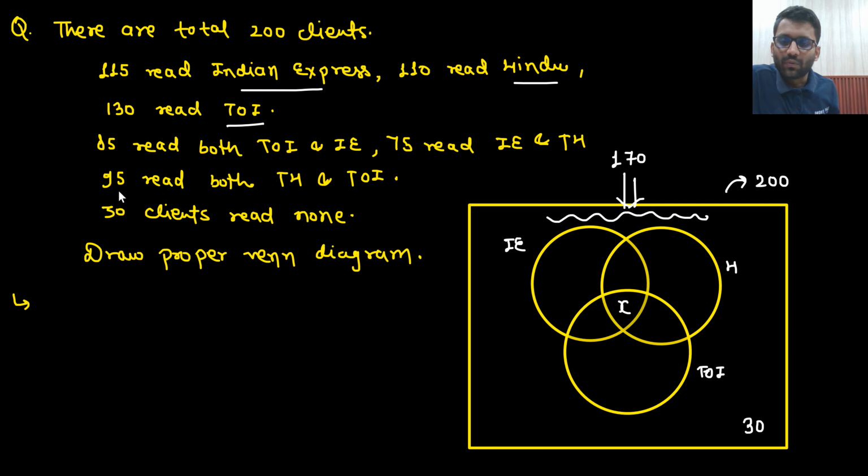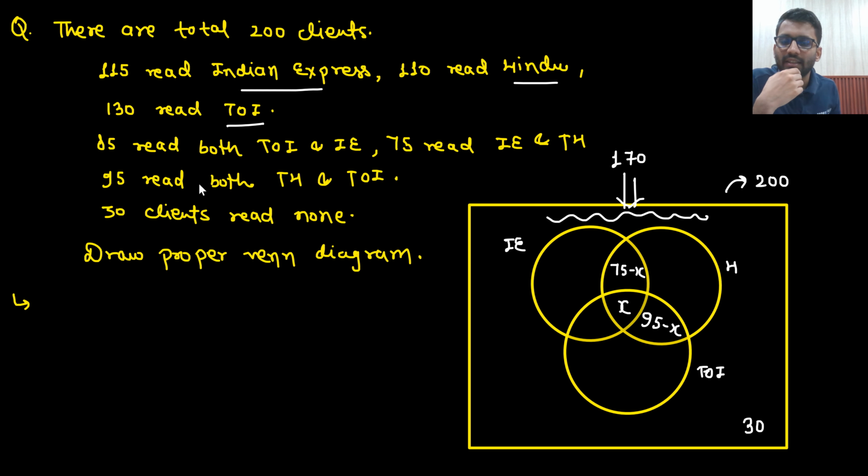So what we can see, there are 95 who read both the Hindu and Times of India. So these are 95 people, and this would be 95 minus x, right? Indian Express and the Hindu, 75 are there. So this would be 75 minus x.